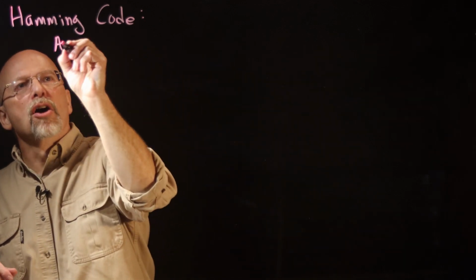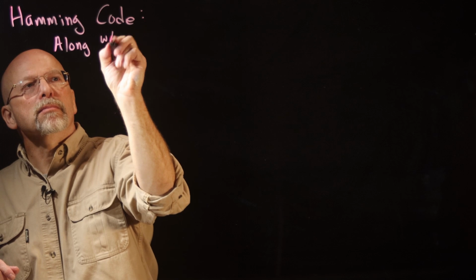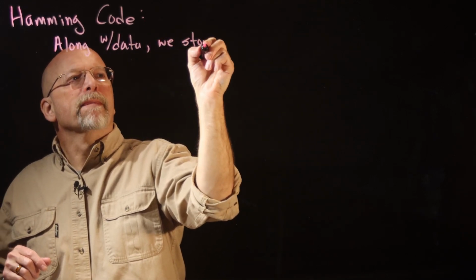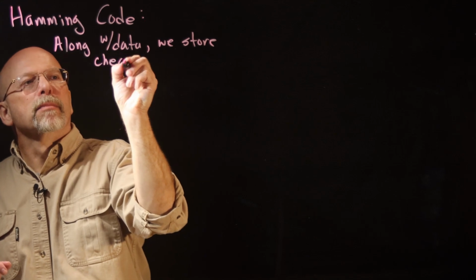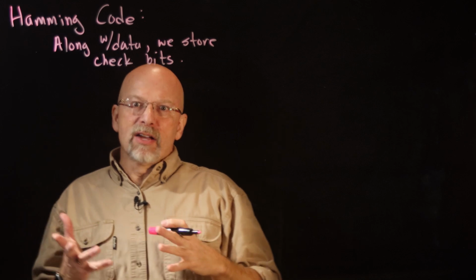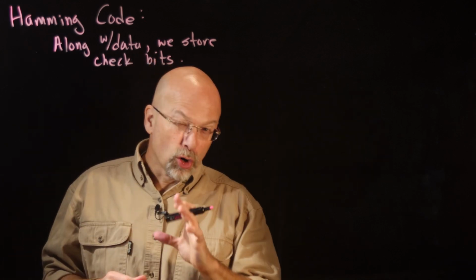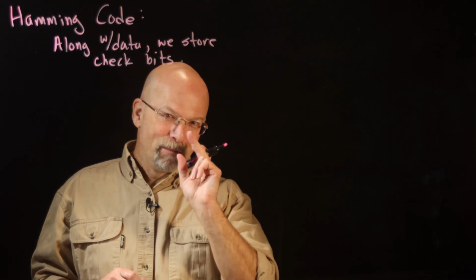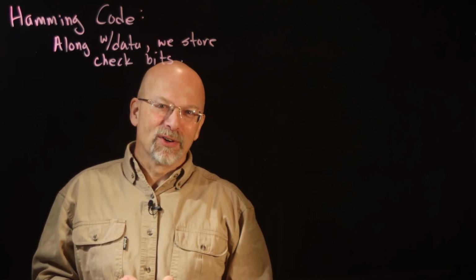Now, Hamming code basically says, along with the data, we store check bits. Some sort of a mechanism that allows us to see if this data is correct. Well, how do we do this? Turns out parity will work for us here too.